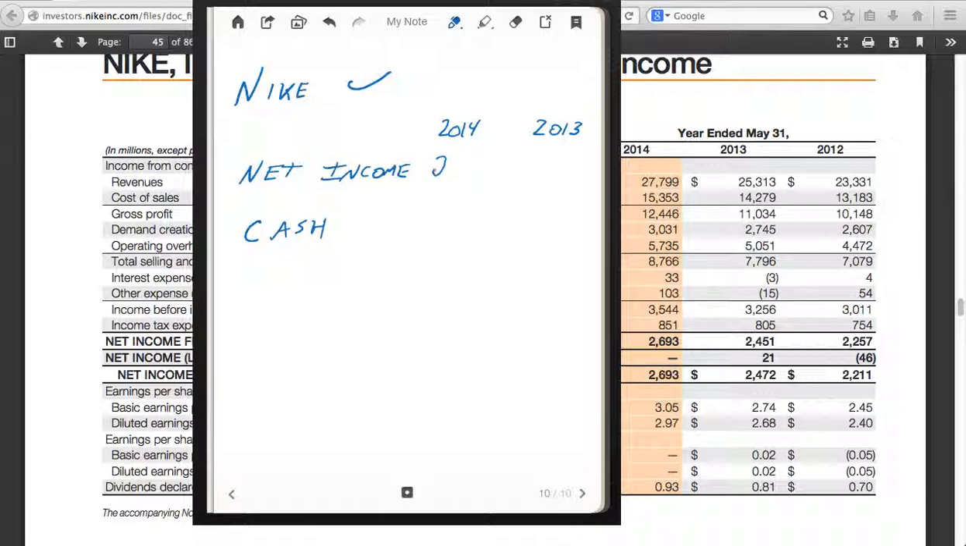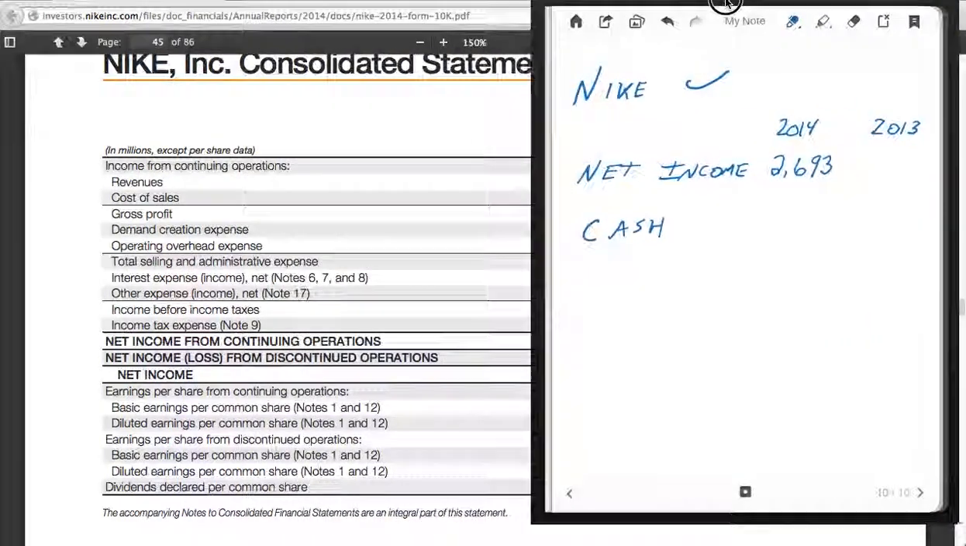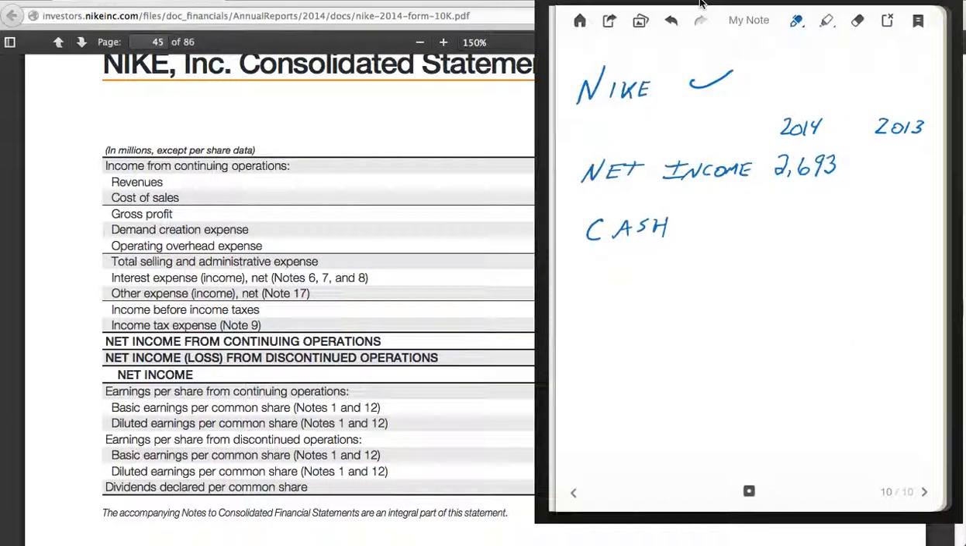We'll kind of ignore 2013 right now. We'll just get that 2014 number. 2.693 billion. What that means is that is the amount of money that Nike stuck in their pocket as profit after they had paid off all the bills and all the expenses they had during the year. They had a pretty good little profit there.